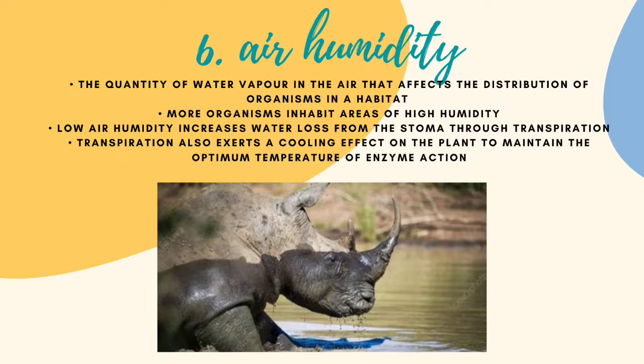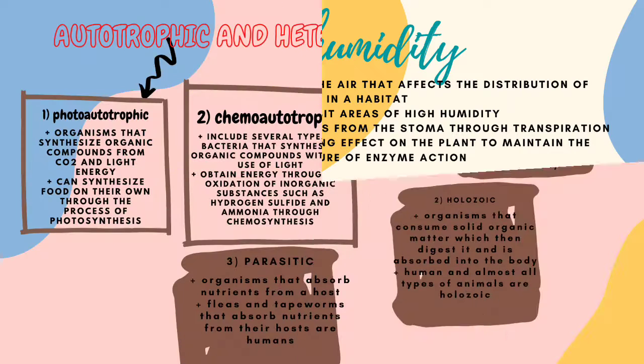The last factor is air humidity. The quantity of water vapor in the air affects the distribution of organisms in a habitat. More organisms inhabit areas of high humidity. Low air humidity increases water loss from the stoma through transpiration. Transpiration also exerts a cooling effect on the plants to maintain the optimal temperature of enzyme action.